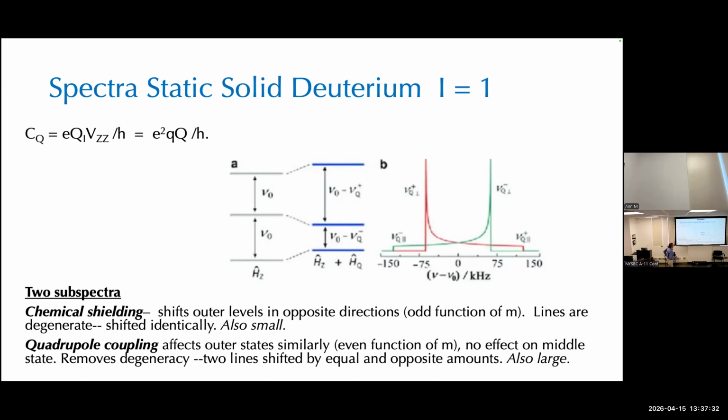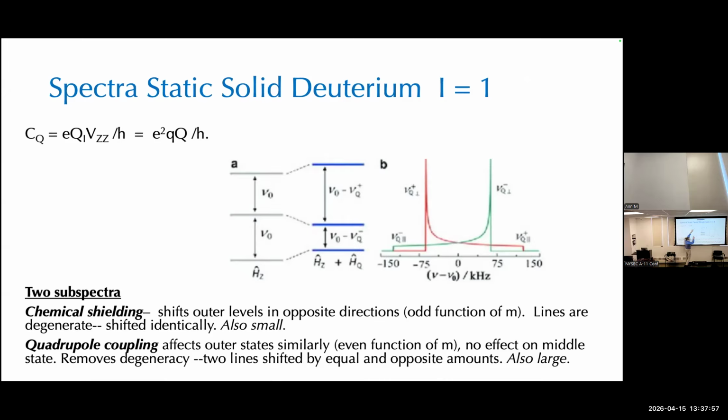So it doesn't do anything to the middle level, but the outer levels both either go up or go down by exactly the same amount, they travel together. So it's sort of like chemical shielding looks anti-symmetric because it just has one copy of IZ in the Hamiltonian, so they both go out, one up, one down.